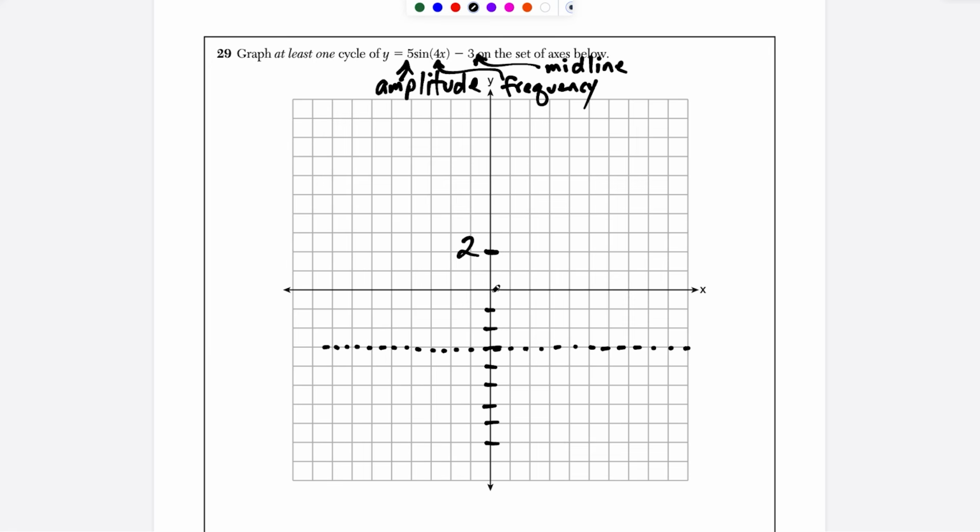And now we just count. This is going to bring us down to -8. Okay, and I'm going to write in that the midline here is at -3. I could just see that if I do -3 minus 5, I'm going to get -8 like this.